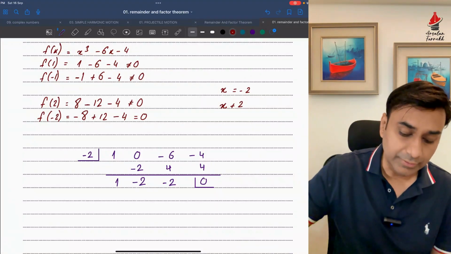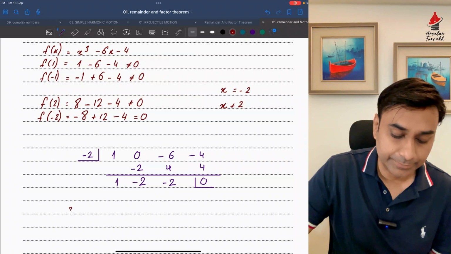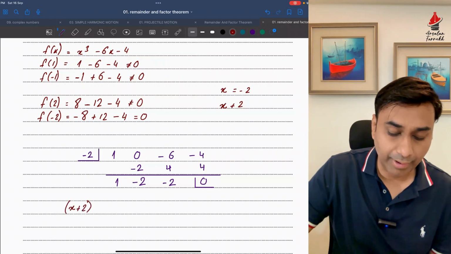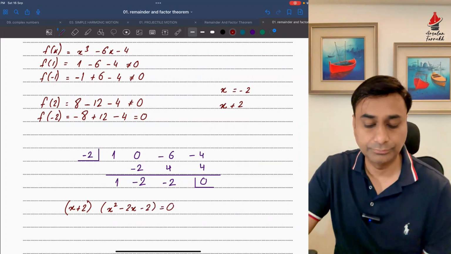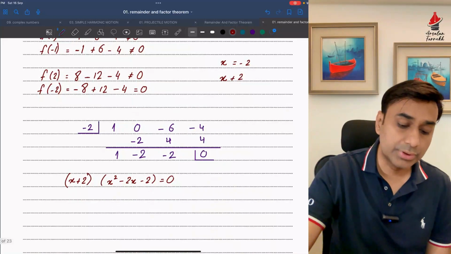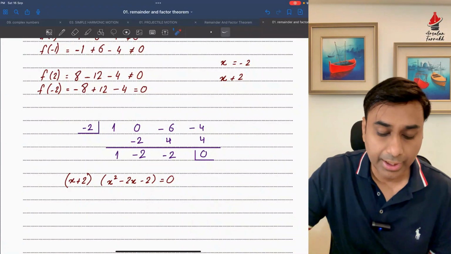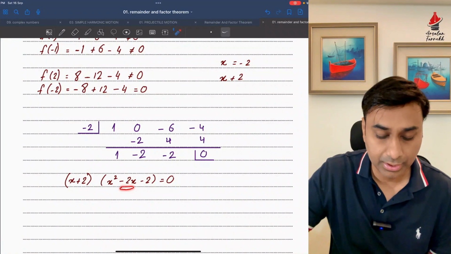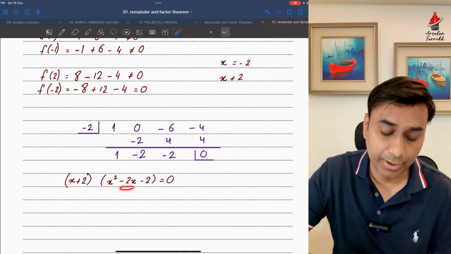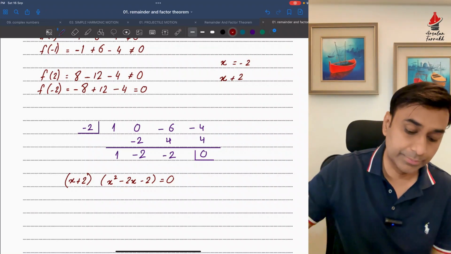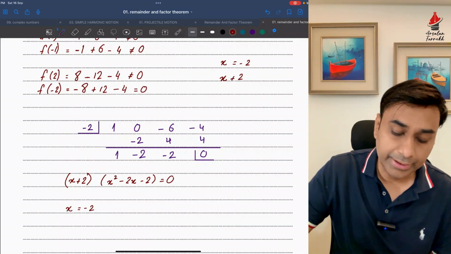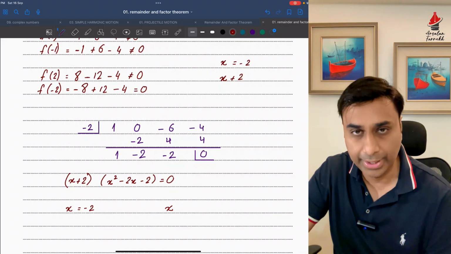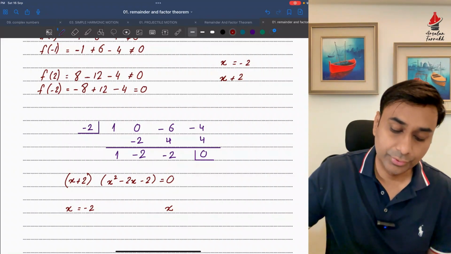So one factor is coming out to be x plus 2, and the other quadratic factor is coming out to be x squared minus 2x minus 2, that is equal to 0. Now it is one of those situations where you can see that you can't break the middle term of this one. So you will try the other possibility, which is, one answer is going to be minus 2, and the other two answers can be obtained by applying the quadratic formula.